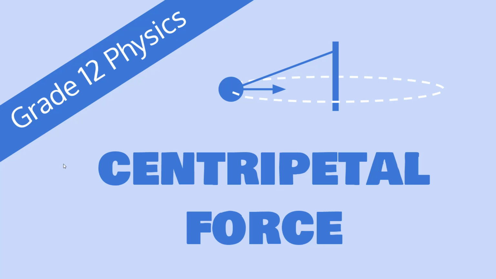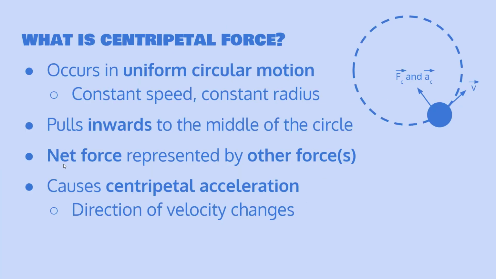In this video, I will talk about centripetal force and centripetal acceleration and how these concepts can be applied to different situations. So, centripetal force occurs during a uniform circular motion, and this means that the object is moving in a circle going at a constant speed, and there's always a constant radius. So the motion has to be in an exact circle and not an oval.